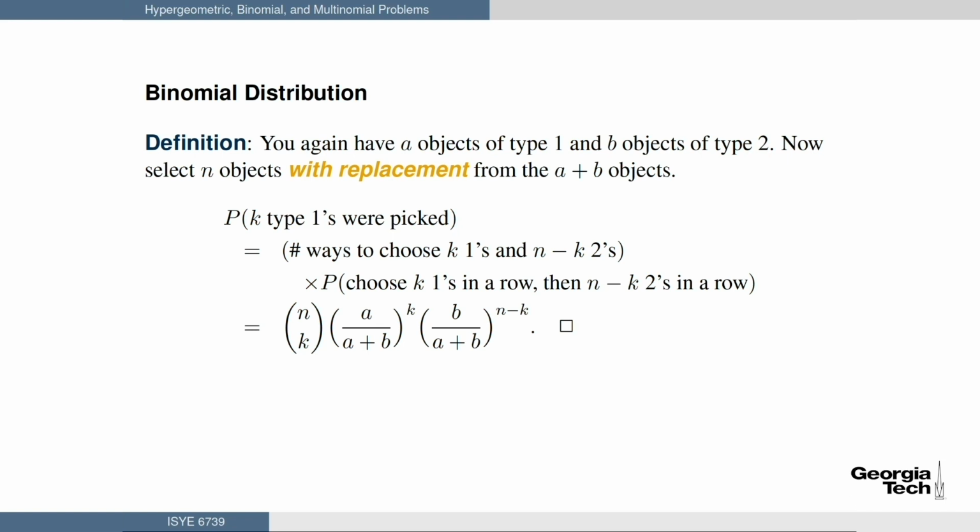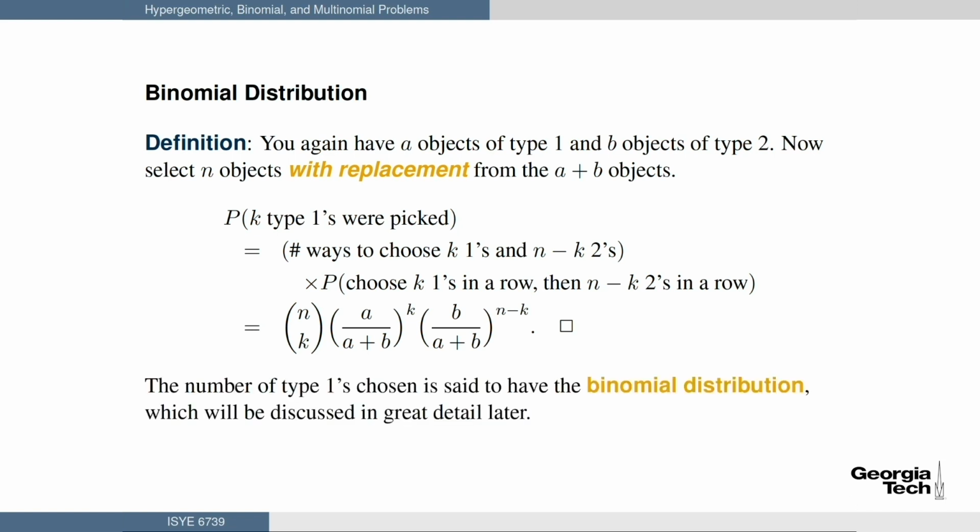The probability of picking a type 2 in one trial is b over a plus b. I take that to the n minus k power to denote the fact that I have to do this n minus k times in a row. Okay, well that's a little messy. We're going to learn about this in much more detail later on. So the number of type 1s chosen is said to have the binomial distribution as opposed to the hypergeometric. And like I said, we're going to be discussing this in tremendous detail later on.